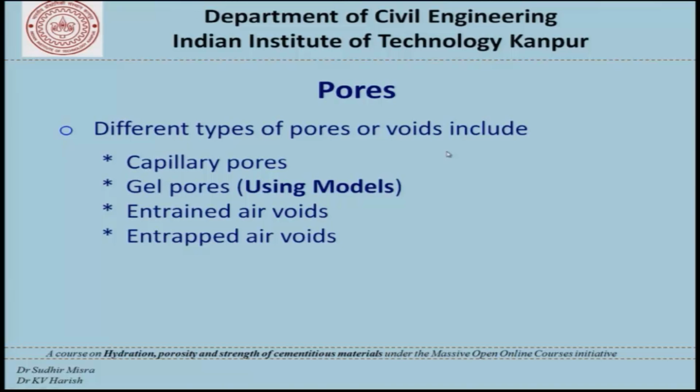So, what are the different types of pores that are present in a Portland cement based paste system? Typically, there are four different types of pores. One is the capillary pores, the second one is the gel pores, the third one is not called pores, but they are generally called voids, so entrained air voids, and the fourth one is entrapped air voids. We will right now see capillary pores.